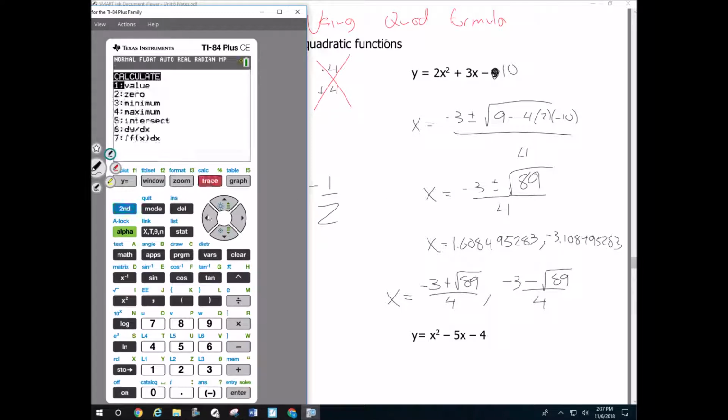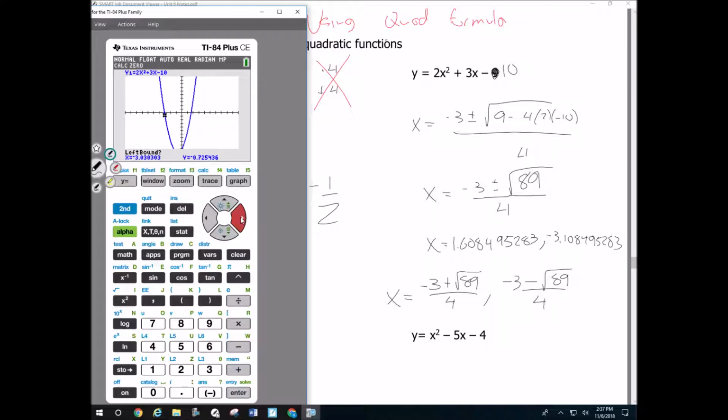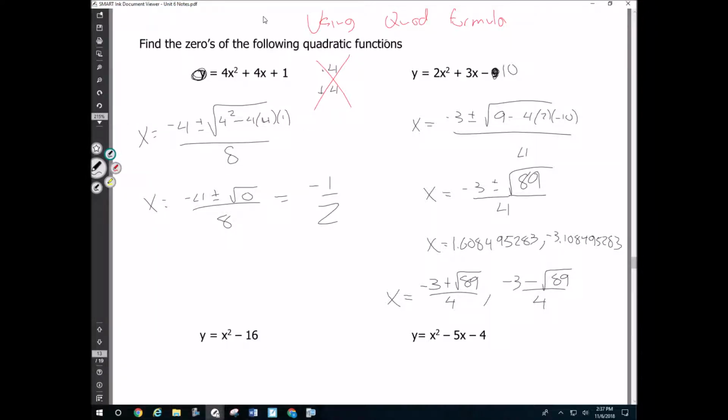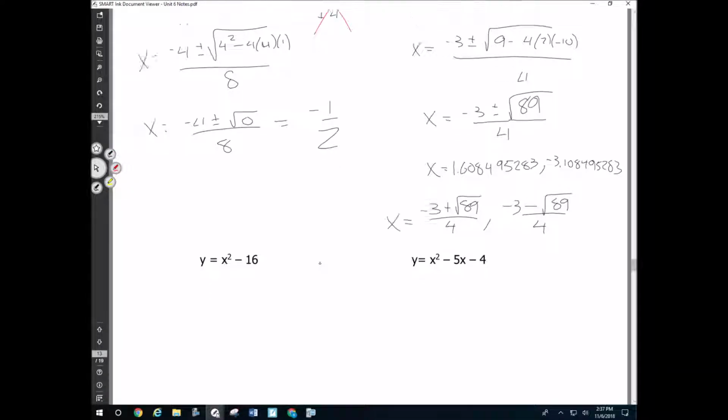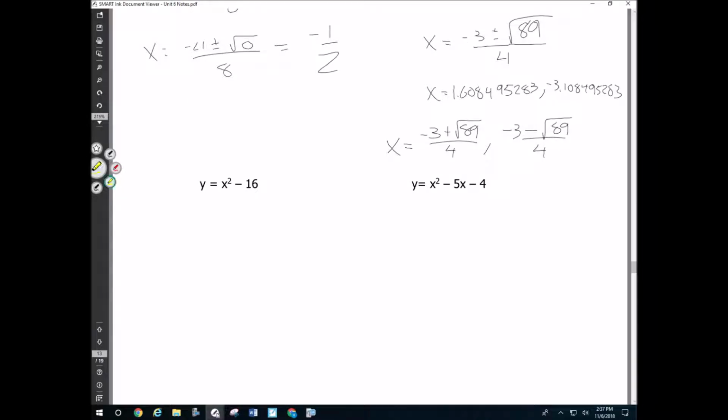Let's find the other one. Calculate the zero. To the left of it. To the right of it. 1.608495. Okay? The quadratic formula helps us find solutions that are not found through factoring. Okay? Why don't we do another one like that? And I want you to leave your answers in simplified radical form like this.